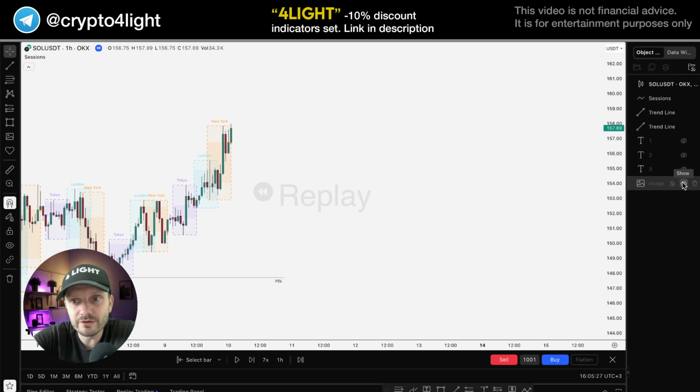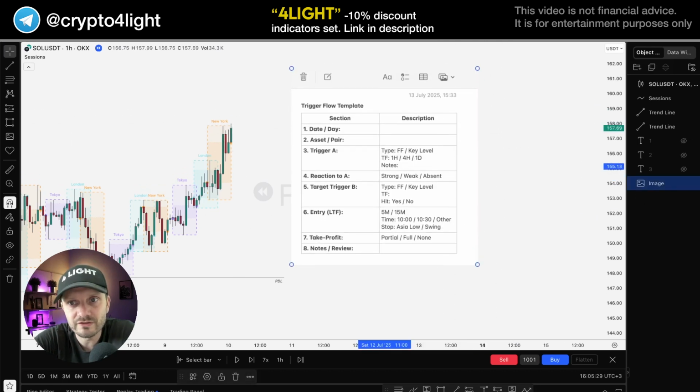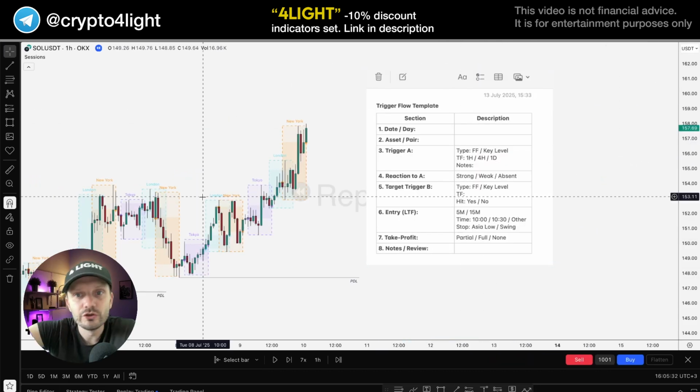And by the end of this video, I create in the notes this cheat list. You can create it in Notion, for example. So you have to mark your date, some asset from the trading pair, trigger A, what was the point of your entry, some K level, or for example, the fulfill on the 1 hour time frame, 4 hour time frame, daily. I showed an example on the 1 hour time frame. Reaction to the A point: strong, weak, or absent. Second one, the target trigger B.